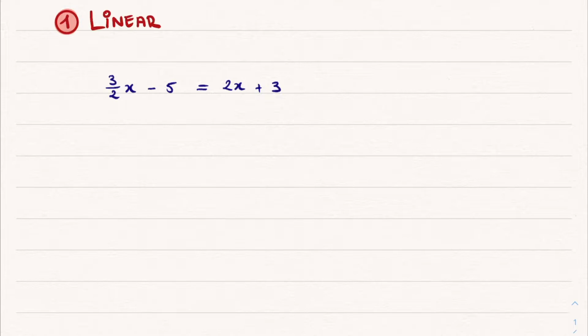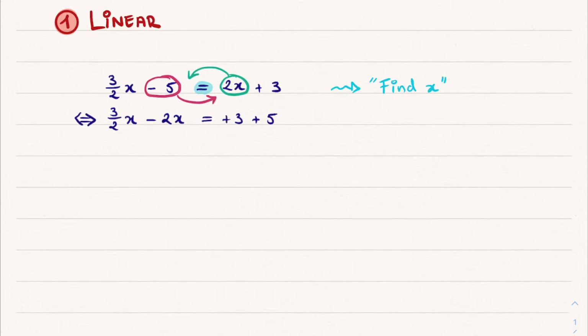We start with the basics, solving a linear equation for x. Here we have 3/2 times x minus 5 is equal to 2x plus 3. As always, solving this equation means finding a value for x such that this equation is true. First, we bring all of the terms with x to one side of the equation, and all of the rest to the other side. Then, by factoring out x on the left-hand side, we can reduce these two terms to just one. On the right-hand side, we simply have 3 plus 5, which obviously is 8.